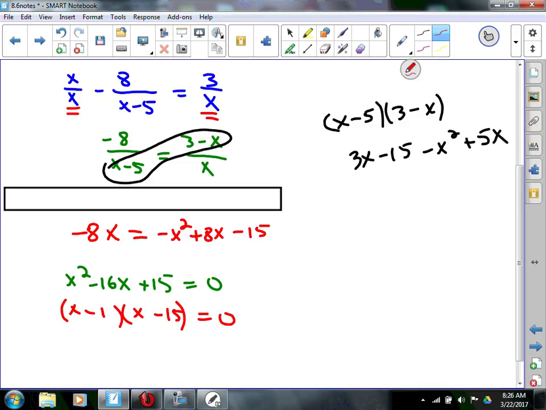So what are our two solutions, we think? We think we get 15 and we think we get 1. That's what we think. Sometimes we think right, sometimes we think wrong.